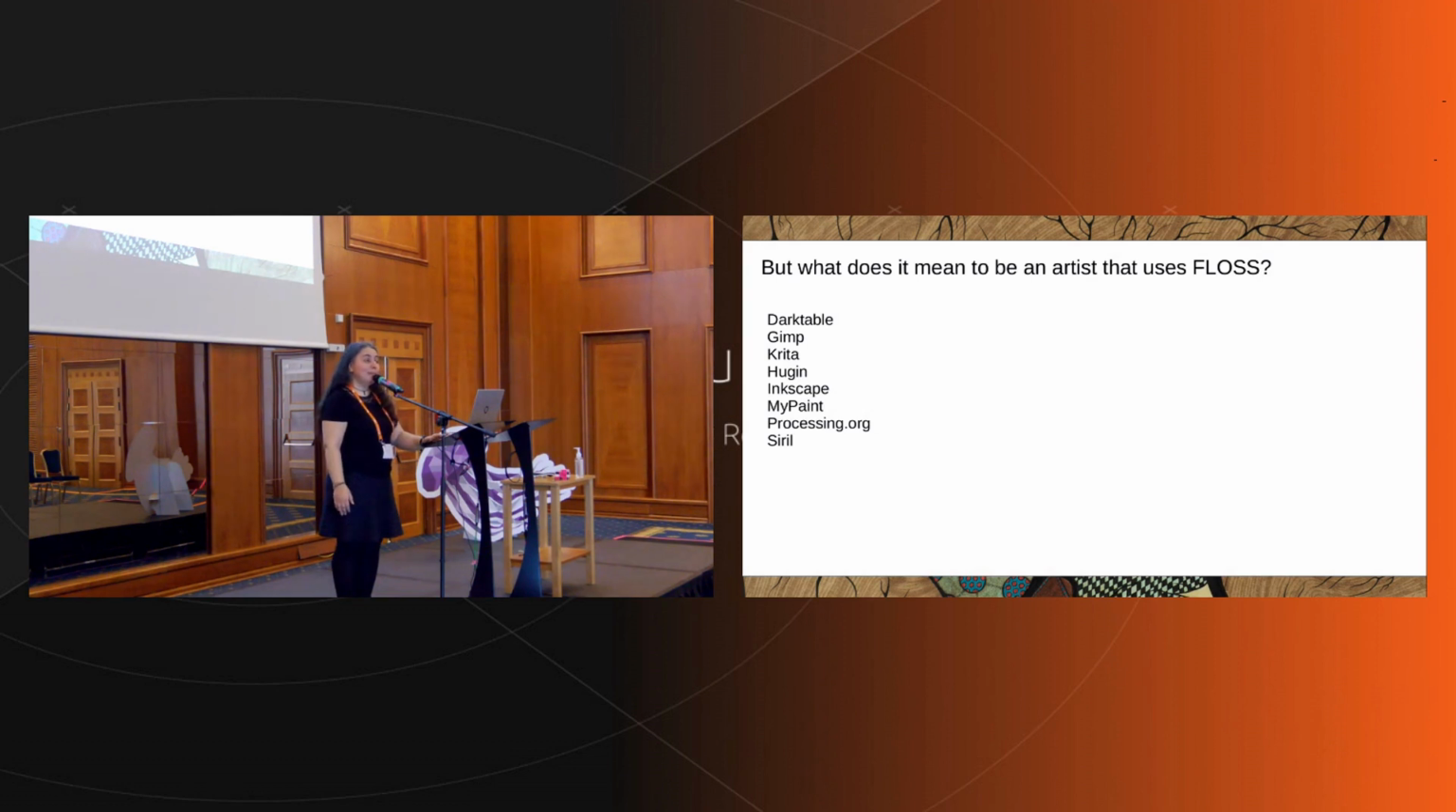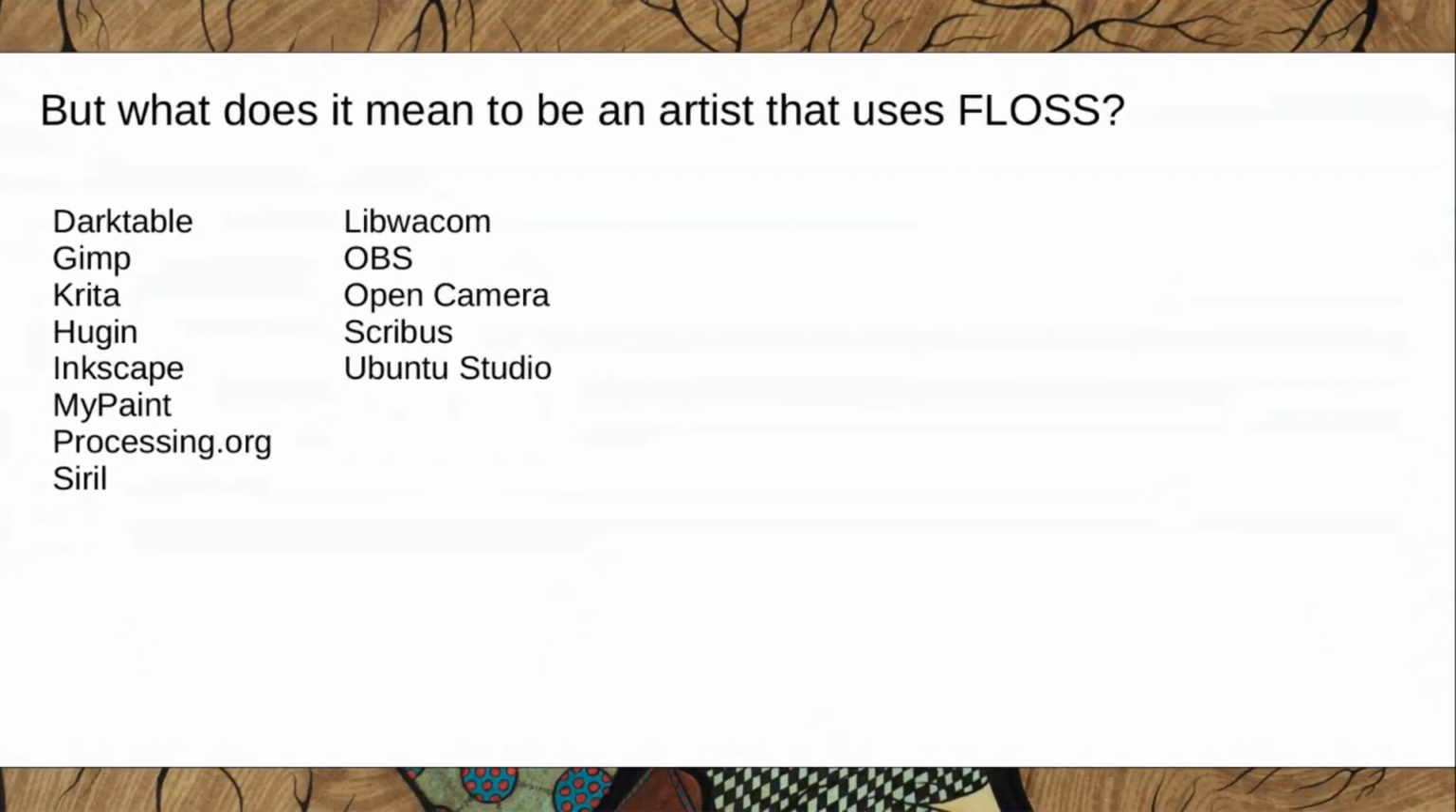But this is not just what it takes to be an open source software using artist. It also means that my operating system is open source. I use Ubuntu Studio. I use Scribus to make my portfolios that I submit to projects and such. I use Open Camera to take my photographs. Not exclusively, but often I do. There's a couple other software on Android that I do use for that.